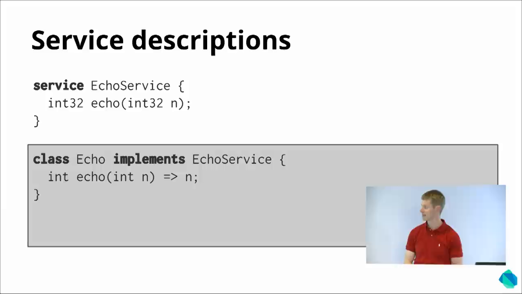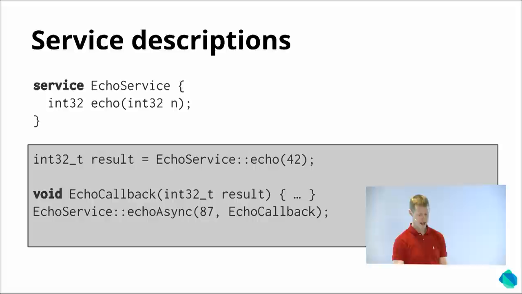On the Dart side, if you want to implement this service, it's fairly straightforward. You just go ahead and implement the echo method, and in this case, just return the integer. The interesting part is really on the client side. We're generating code to make all this fit together, and we're generating stubs for C++, works well in the Objective-C case too, that allows you to call these methods as static methods.